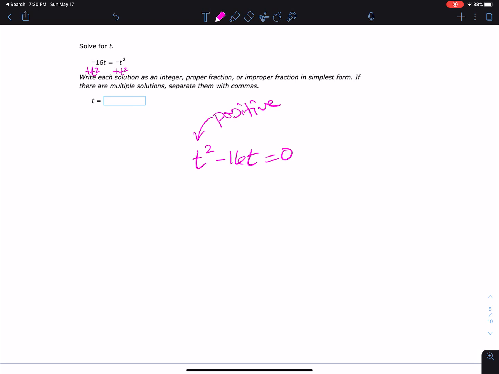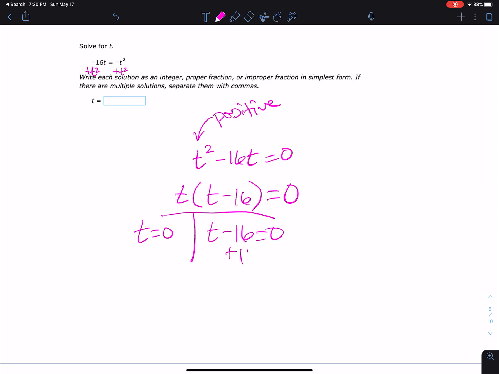Okay, so it's a binomial. So what can I take out of two terms? So I can take a t out, and then I'm left with t minus 16 equals 0. And then it's in factored form, and then I would simply say t equals 0, and then t minus 16 equals 0. Add your 16, t equals 16. So my answers would be 0 and 16.